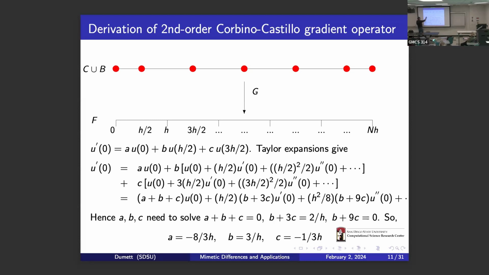And so the idea is to use this center, and the information over here. So the gradient at 0 will be a linear combination of the value at 0, the value at h over 2, the center, and the value at the middle of this cell. And what I do is I just expand in Taylor around 0, match coefficients, and I get 3 relations for 3 unknowns, and I get these values. Okay. And I could do it for 4, 6, 8, or any order.